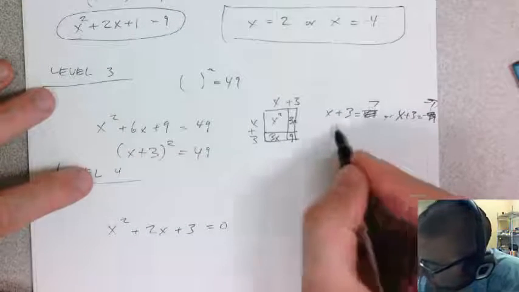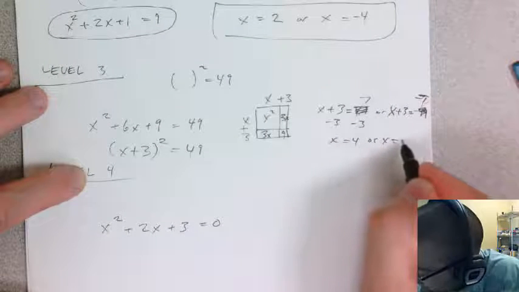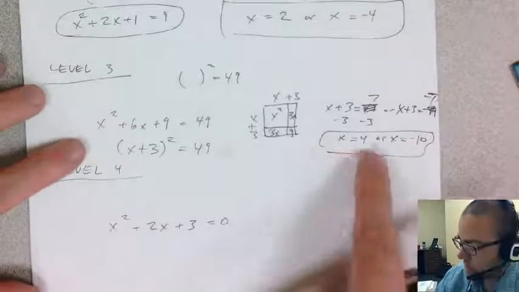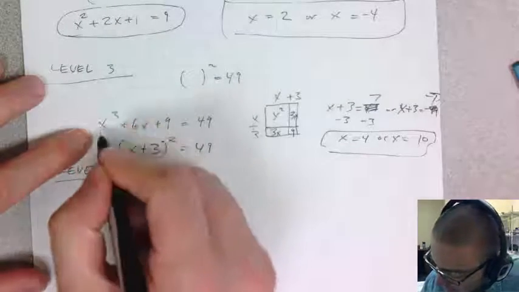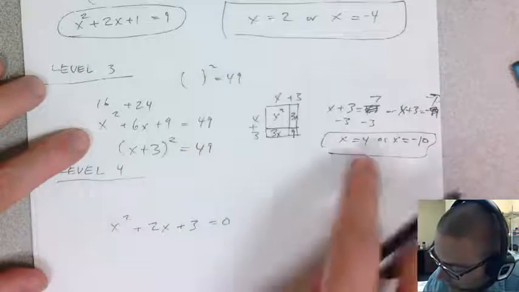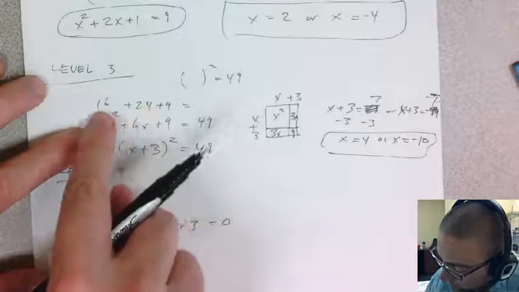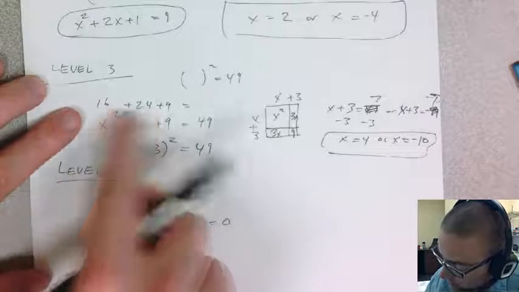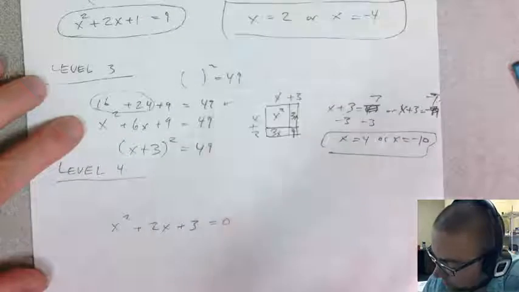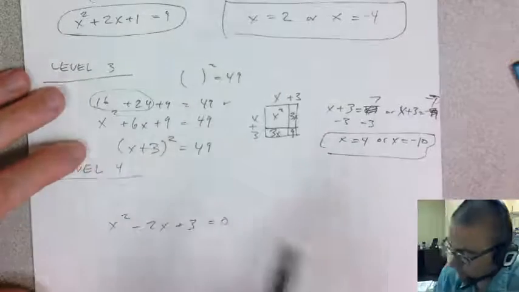Okay, so subtract 3 from both sides, and I get x equals 4, or subtract 3 from both sides, I get x equals negative 10. Okay, so those are my two solutions. And I could check, let's just plug in one of them to check it. So let's say 4 times 4 is 16, and then 6 times 4 is 24, and then 9. So 16 plus 24 makes 40, plus 9 is 49, so that checks out. Okay, and if I check negative 10, I would wager that it would also work.